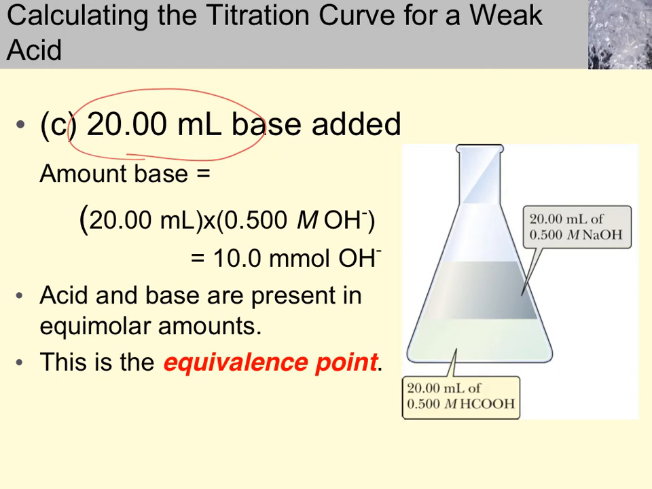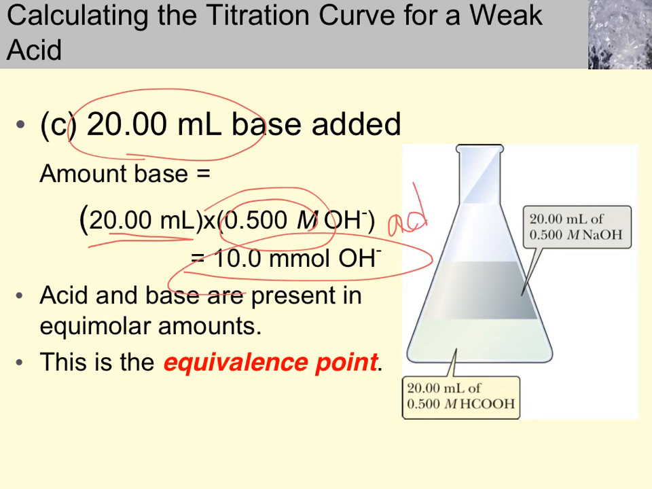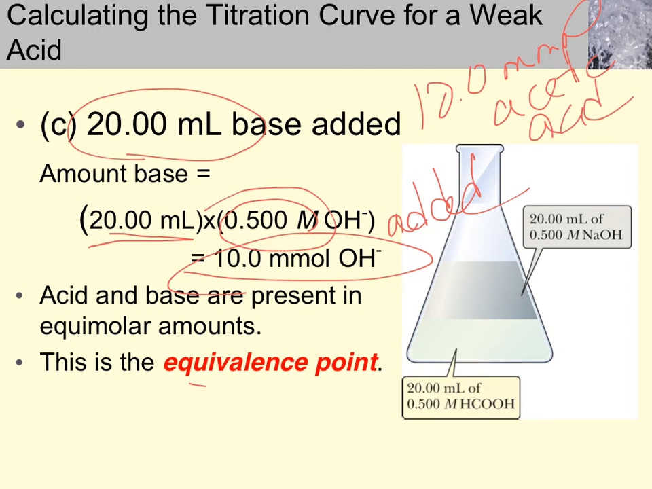So at this point, when you've added 20 milliliters of the base, since it was 0.5 molar, when you multiply those by each other, you have added 10 millimoles of OH. If you remember the last mole table we made, we started with 10 millimoles of the acetic acid. So where are we at now? We are at the equivalence point. When you've added enough base to completely neutralize the original acid, that is the equivalence point. That's important because that tells you how to do your calculation.